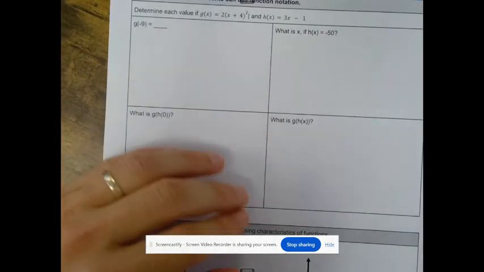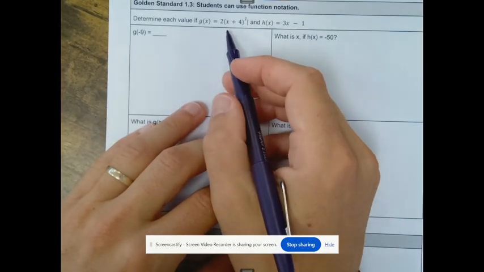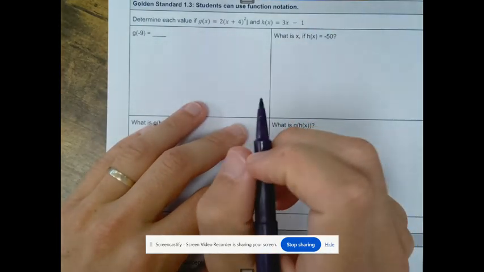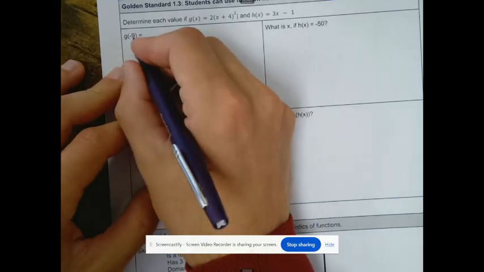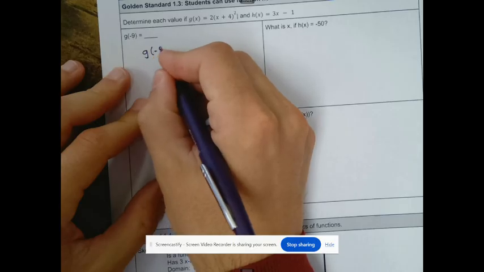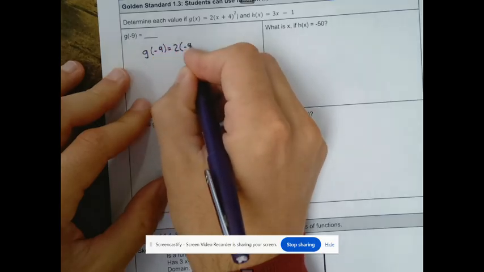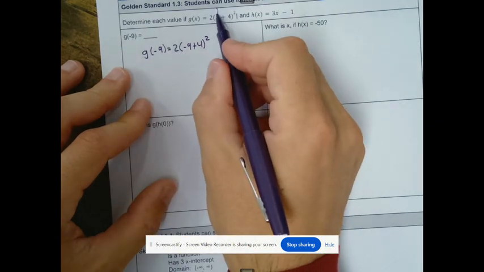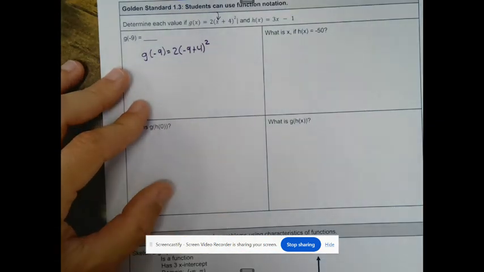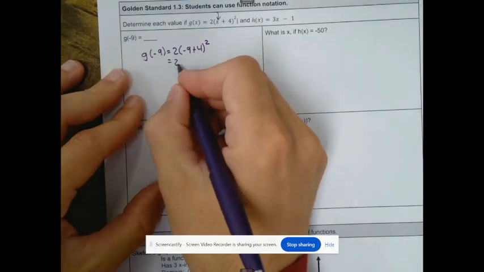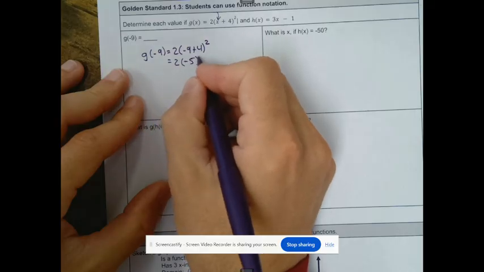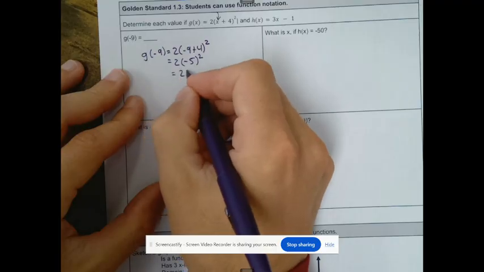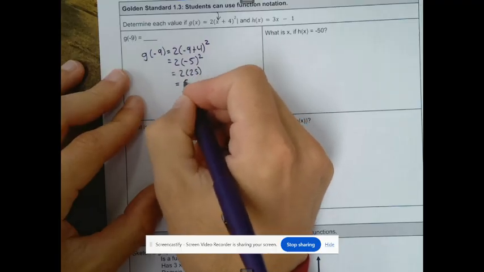So determine each value if g of x equals 2 times (x plus 4) squared and h of x equals 3x minus 1. So what is g of negative 9? Well, that means we're going to take that negative 9 and substitute it in for x: 2 times (negative 9 plus 4) squared. All I did was take the negative 9 and substitute it in for x. It is my new input. So let's evaluate this. Negative 9 plus 4 is negative 5. Negative 5 squared is 25, times 2 equals 50.